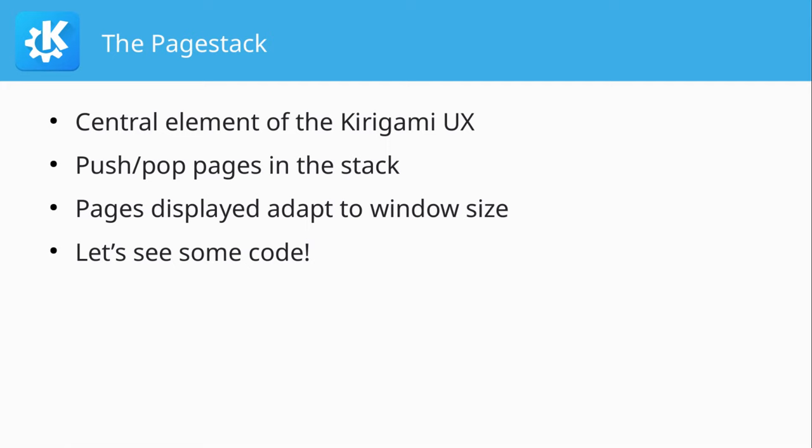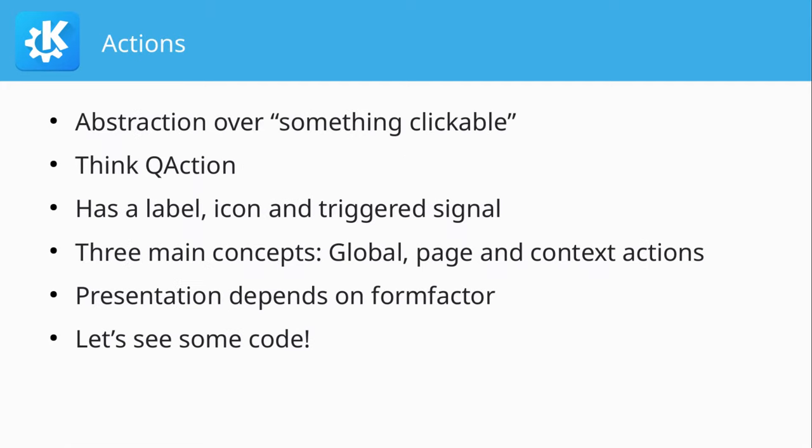So the next thing I'm going to talk about is actions. Actions are an abstraction over something you can click or invoke. You can think of it similar to a QAction object. It has a label or text, it has some icon, and it has a signal that gets emitted when you click on this action. In Kirigami, we have three different kinds of actions.